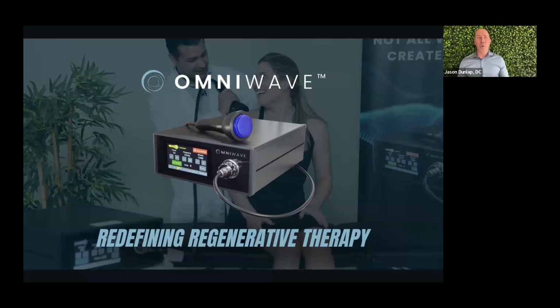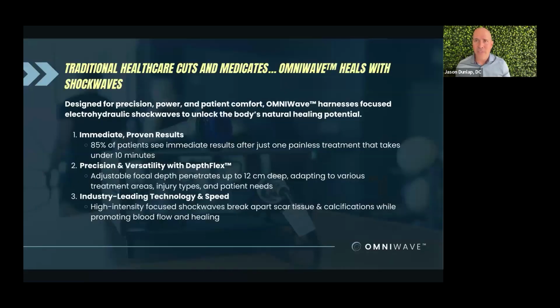So now with the OMNIWave, when I treat my patients, they don't feel anything. There's no pain at all whatsoever when we're treating with this machine. So it's just been such a game changer. I can turn it up to an 8, 9, 10, where I could never go above 3, 4, 5 before to treat Mrs. Jones' foot.